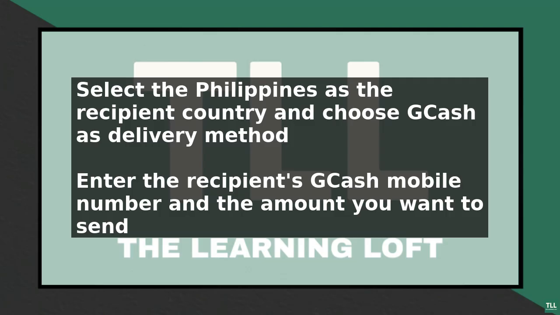Enter the amount you want to send and review the transaction details, including the exchange rate and any fees. Sendwave typically does not charge fees for transactions, but there may be a small fee depending on the payment method used. After reviewing the transaction details, confirm and send the money. The recipient will receive the money in their GCash account, usually within minutes.